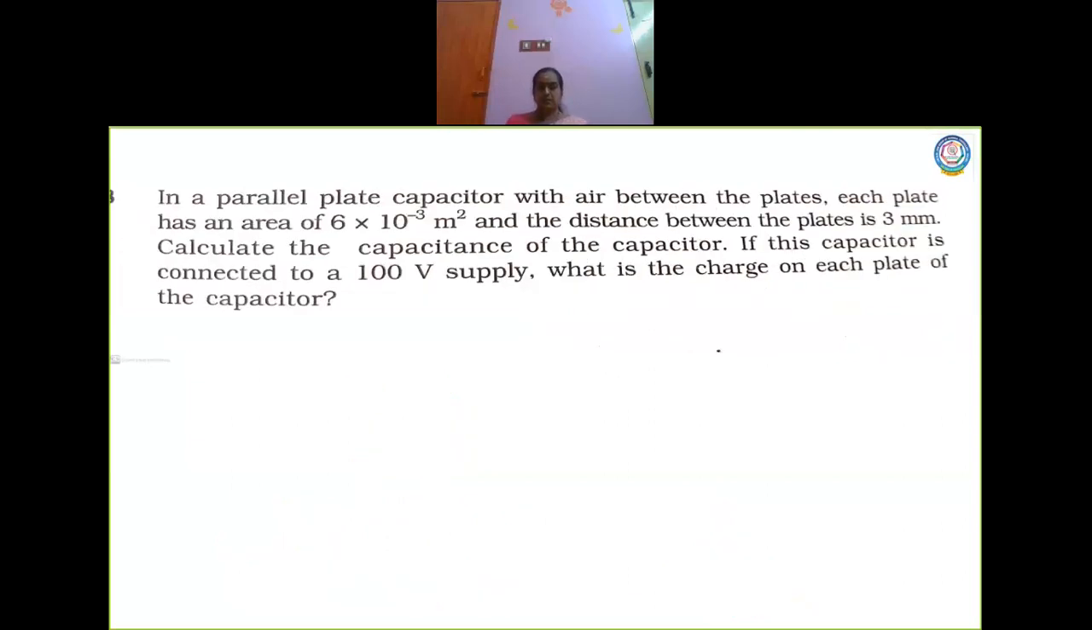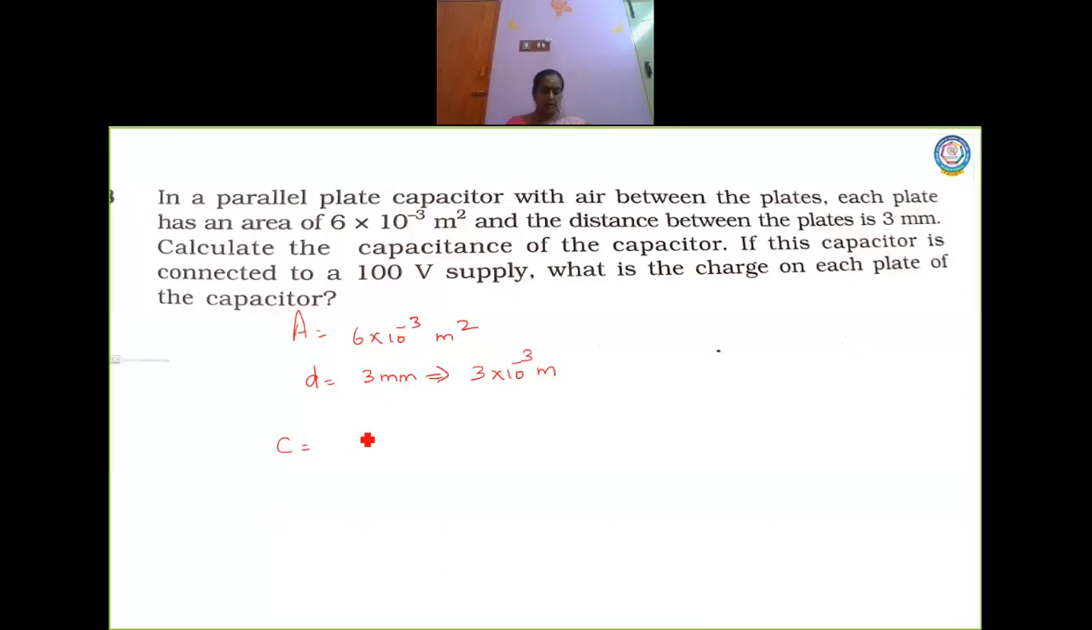Yes, the next one is, in a parallel plate capacitor with air between the plates, each plate has an area. So area is 6 into 10 power minus 3 meter square. Distance between the plates is 3 millimeter, which is 3 into 10 power minus 3 meter, right? Calculate the capacitance of the capacitor. So how do you calculate?